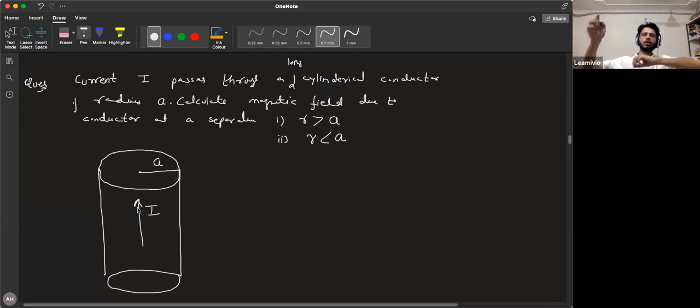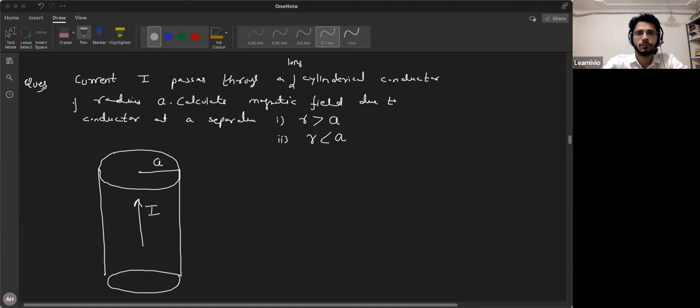We'll finish Ampere's Circuital Law today. Just have this numerical and 2 derivations. That's it. So from the next class, we'll be starting Lorentz force. Have you written the question? Yes, sir. Okay, let's start.